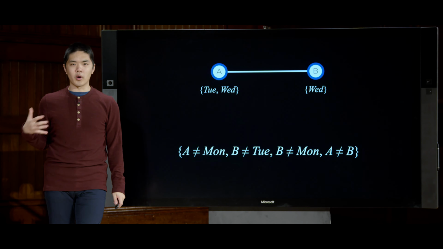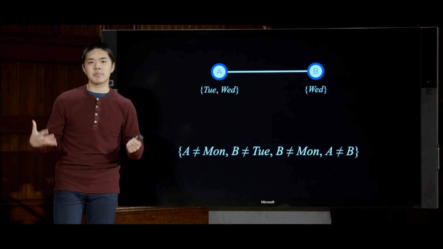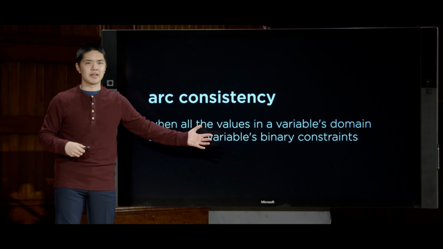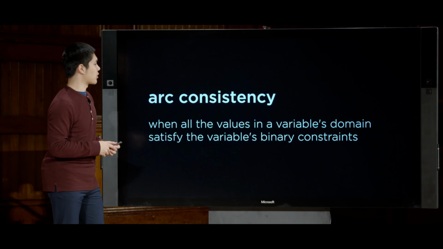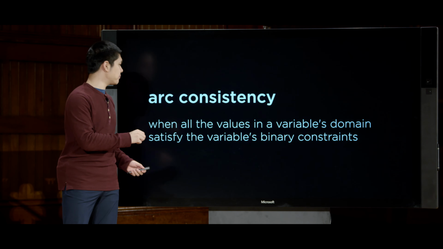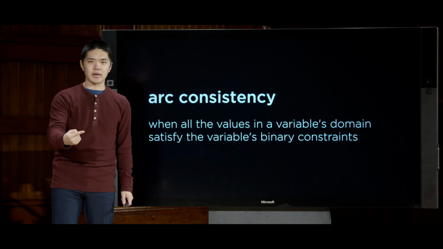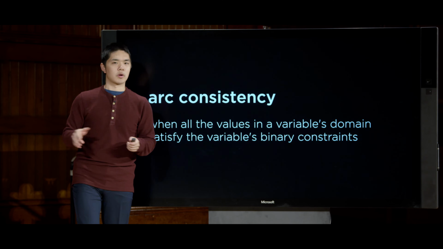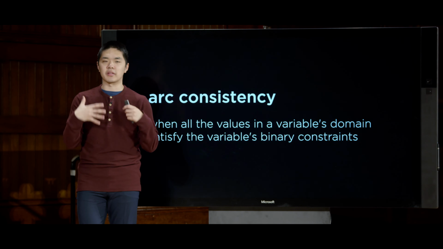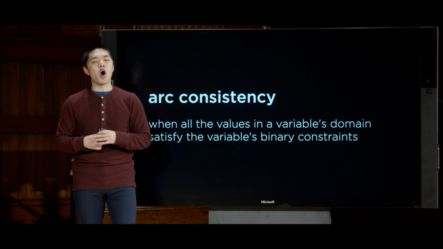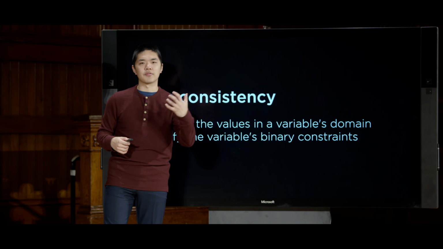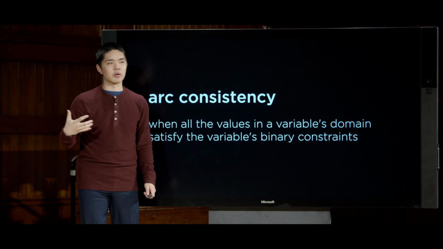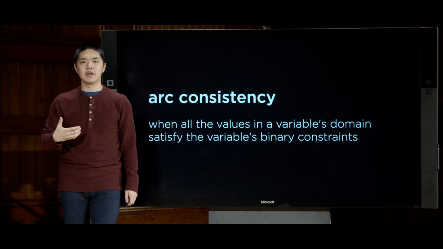Where things get a little bit more interesting is when we consider different types of consistency, something like arc consistency, for example. And arc consistency refers to when all of the values in a variable's domain satisfy the variable's binary constraints. So when we're looking at trying to make A arc consistent, we're no longer just considering the unary constraints that involve A. We're trying to consider all of the binary constraints that involve A as well. So any edge that connects A to another variable inside of that constraint graph that we were taking a look at before.